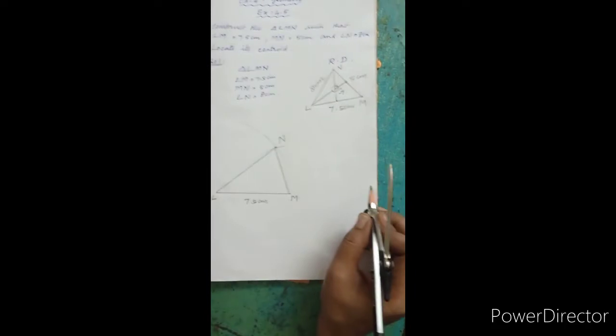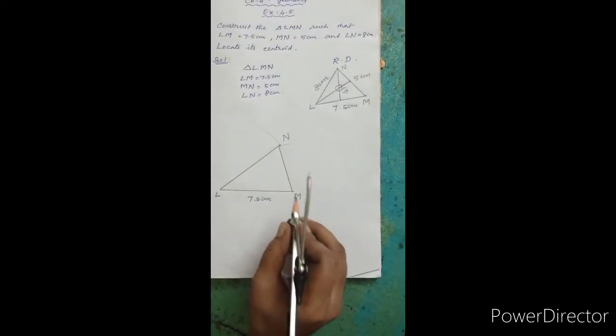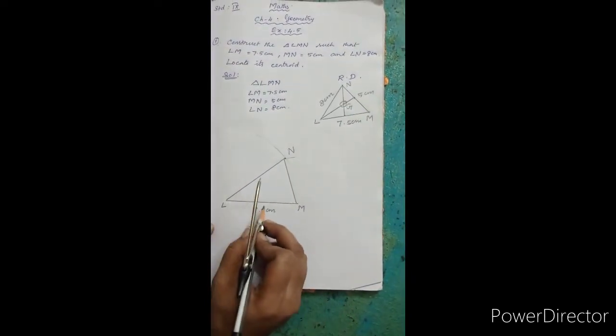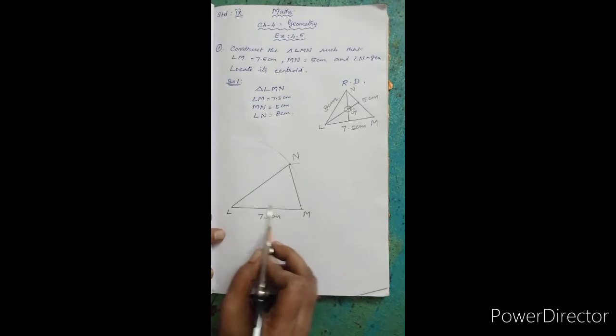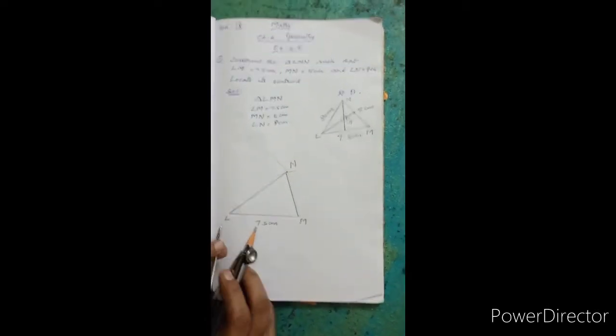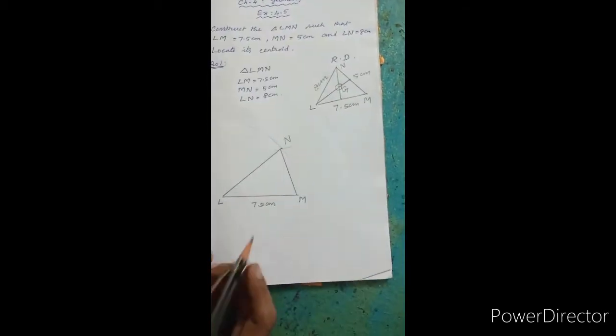So what's your first step for construction of centroid? First draw a triangle for the given measures. Now find the midpoint of side LM. For that draw perpendicular bisector. Draw perpendicular bisector for any two sides of the triangle. Take this side and this side.